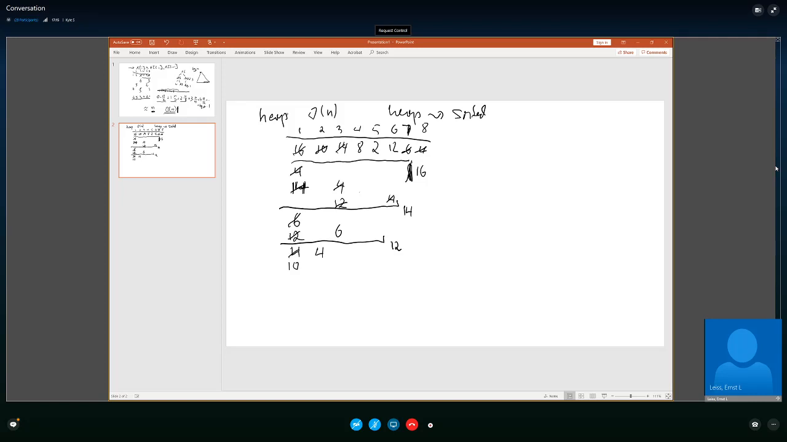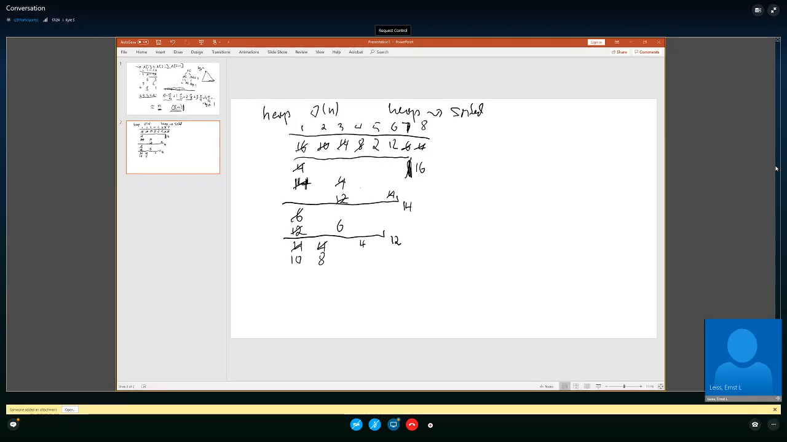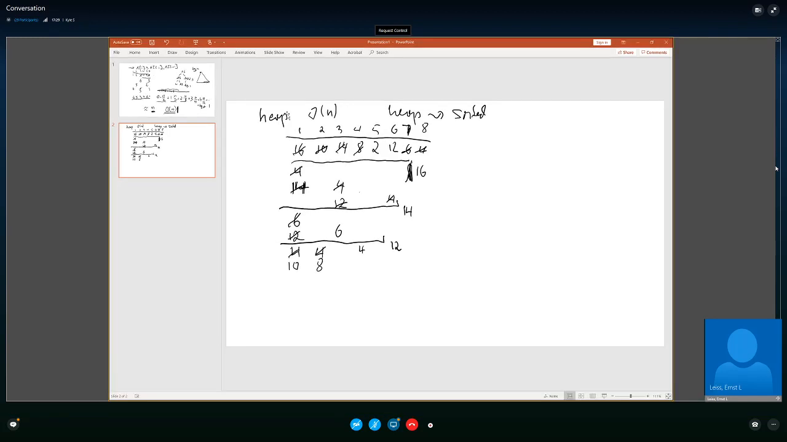Okay, and then we have 2 with 4 and 5, so there's 8. This is 4 and this is 8. So now we have the heap 10, 8, 6, 4, 2. And once again, the largest element is in position 1, which is 10. And so we know it's supposed to go into position 5. So there it goes.